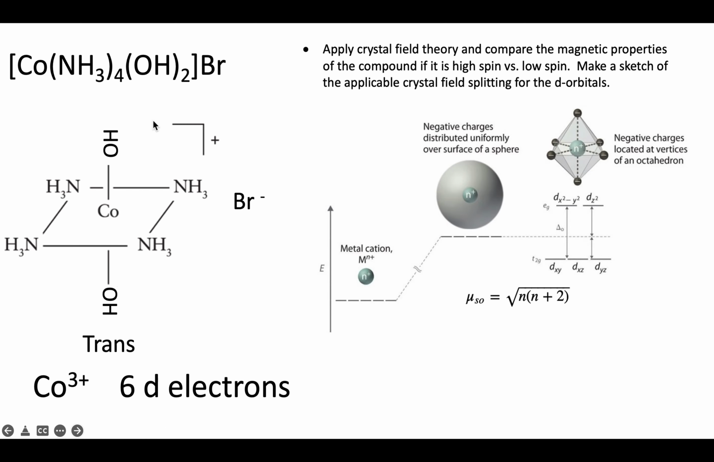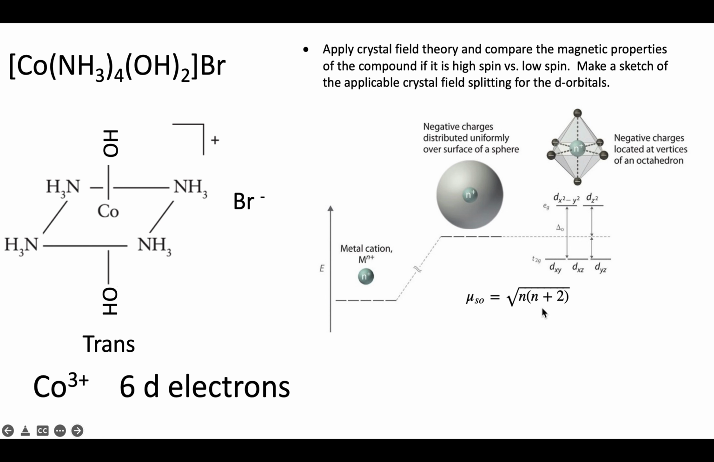Looking at the same description here and considering crystal field theory and looking at the magnetic properties. So I want to first identify this is cobalt 3+ with 6 d electrons. If we're then placing it into an octahedral field, what we end up finding is that we have a splitting into 2 different sets, the t2g and the eg, as we have the ligands approaching.